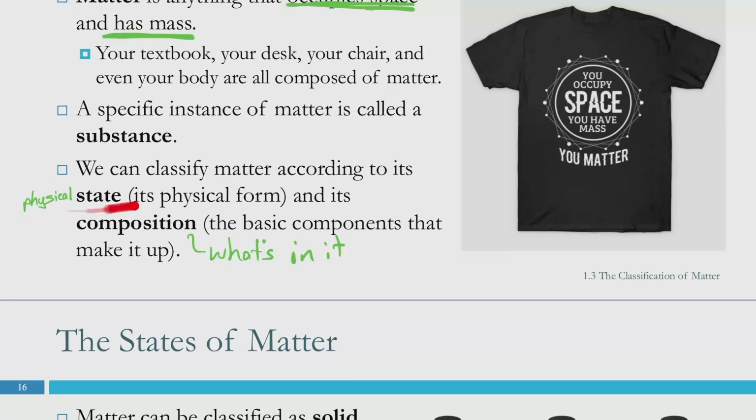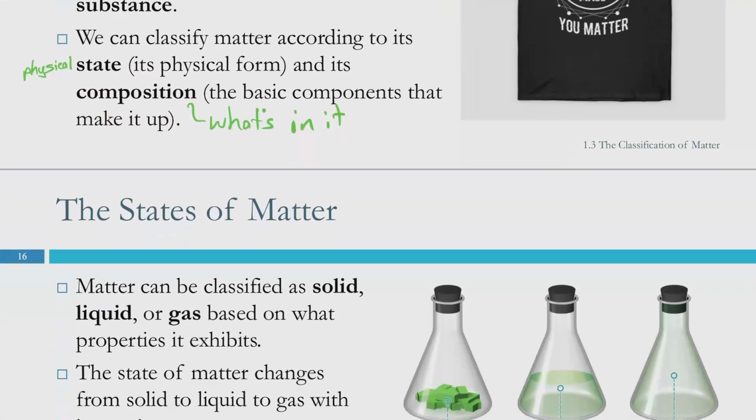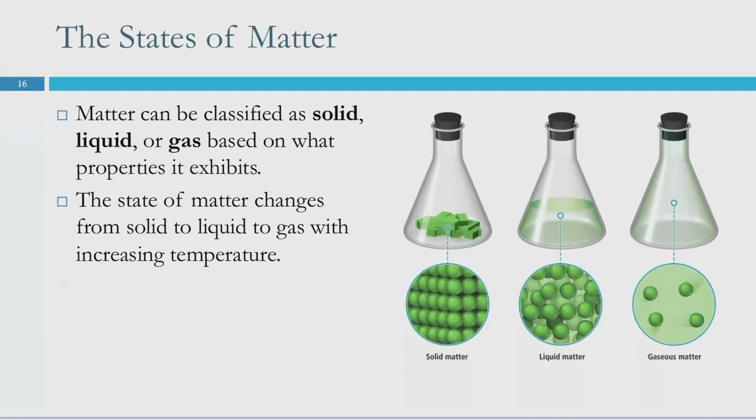Okay, so classifying based on physical state, its form, as well as composition. We've got three states of matter that we're going to talk about. We are going to talk about solid, liquid, and gas. The state of matter changes from solid to liquid to gas with increasing temperature.